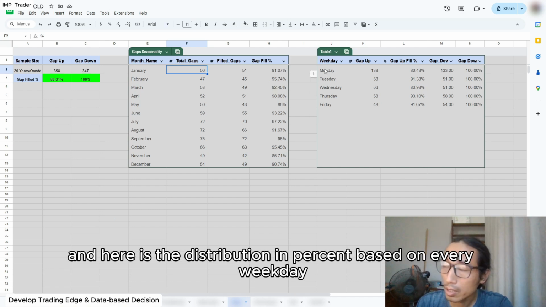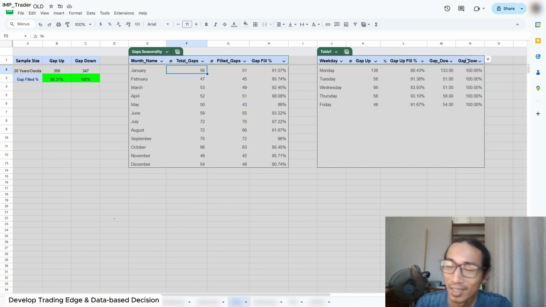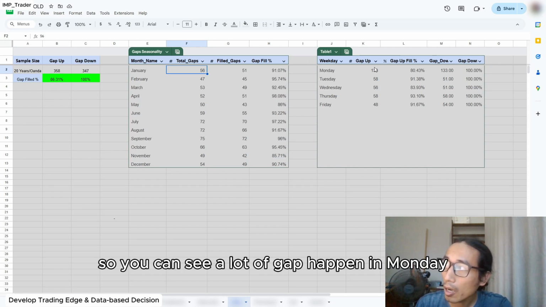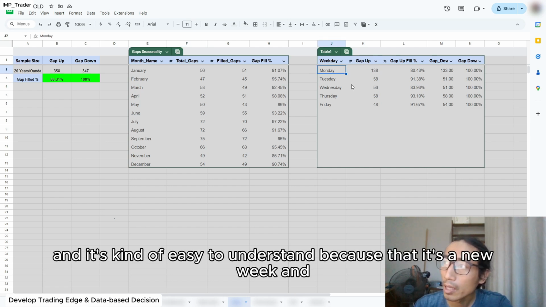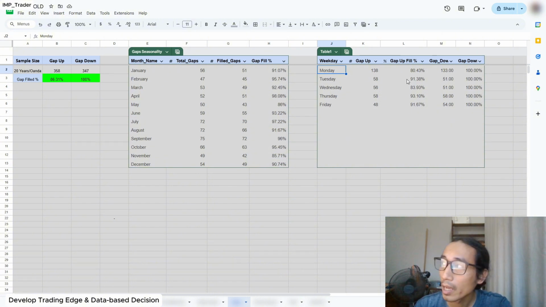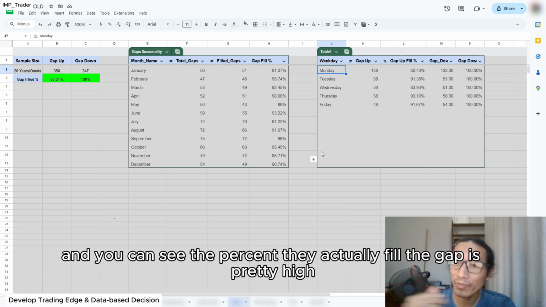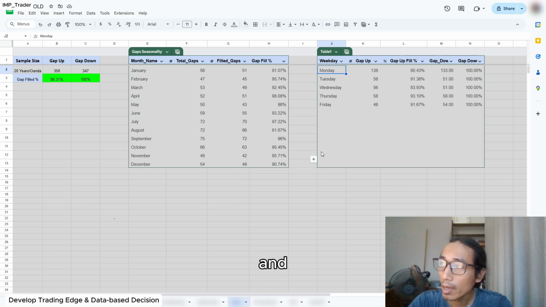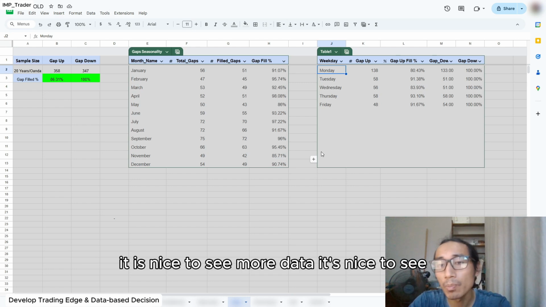And here is the distribution in percent based on every weekday, and so the gap down percentage is kind of insane. So you can see a lot of gaps happen on Monday, and it's kind of easy to understand because that is a new week, and a new week opening usually has some kind of gap, and you can see the percent they actually fill the gap is pretty high, and it is nice to see more data.